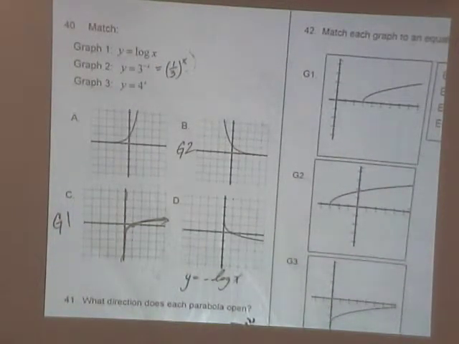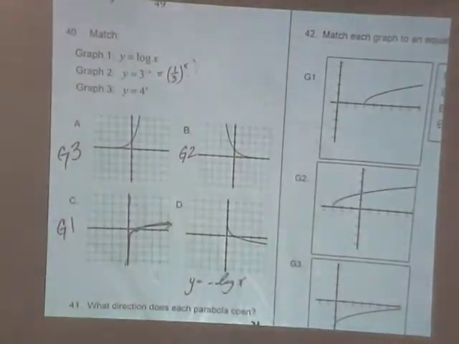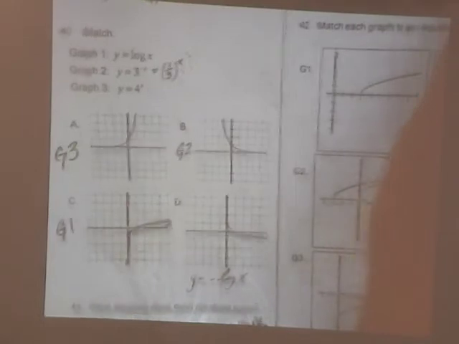Okay. All right. I think I've kind of given this one away. Hey, very good. Exponential growth. All right, that was 40.